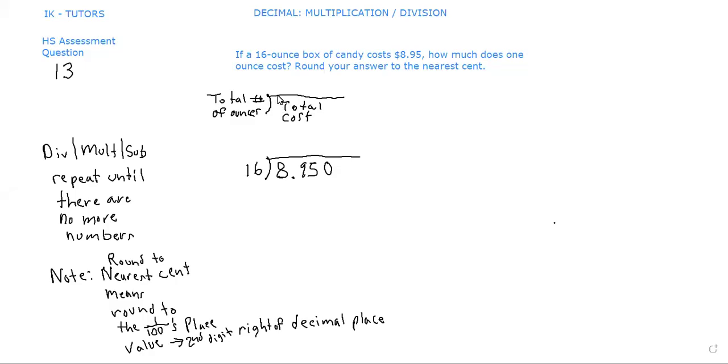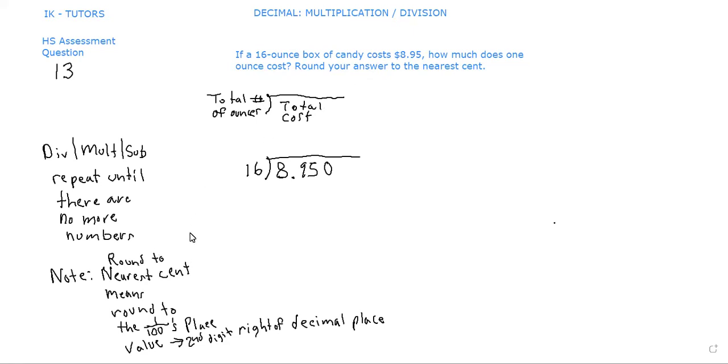Welcome. We are here doing a high school assessment question, question number 13, from the decimal section of multiplication and division. So let's jump into it. The question states, if a 16-ounce box of candy costs $8.95, how much does 1 ounce cost? It also states they want us to round our answer to the nearest cent.